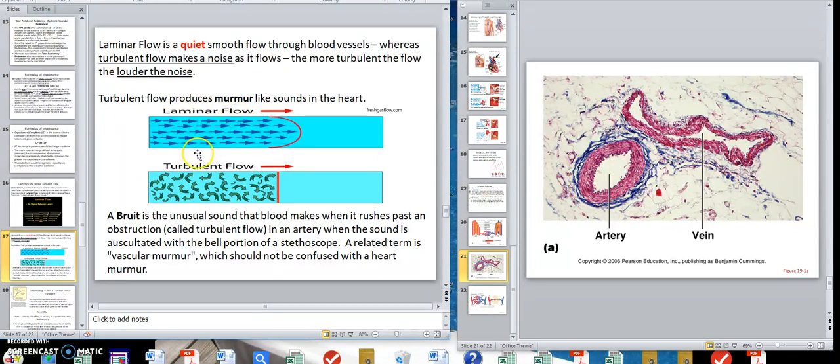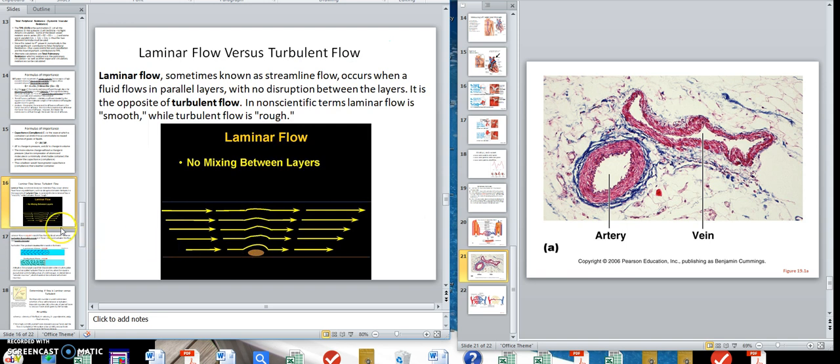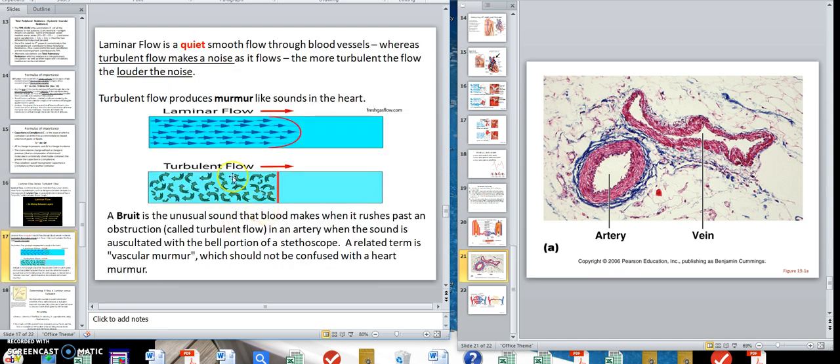In turbulent flow, though, something causes them to bounce into one another. It may be a constriction. But that turbulent flow makes a noise, and that turbulent flow has more resistance to it. So there are two flow patterns for gases and liquids: a more smooth laminar flow and a turbulent flow.